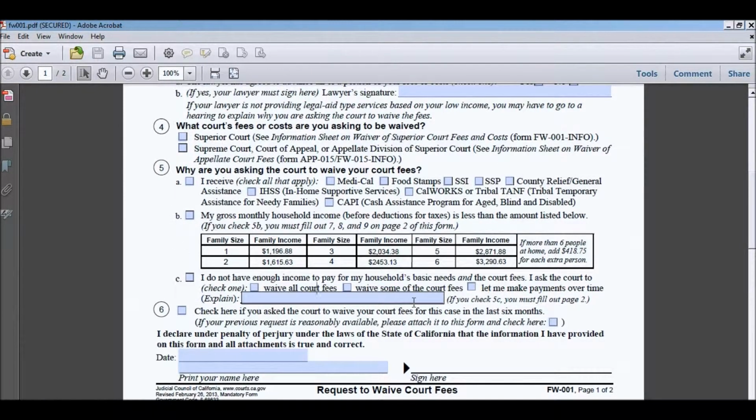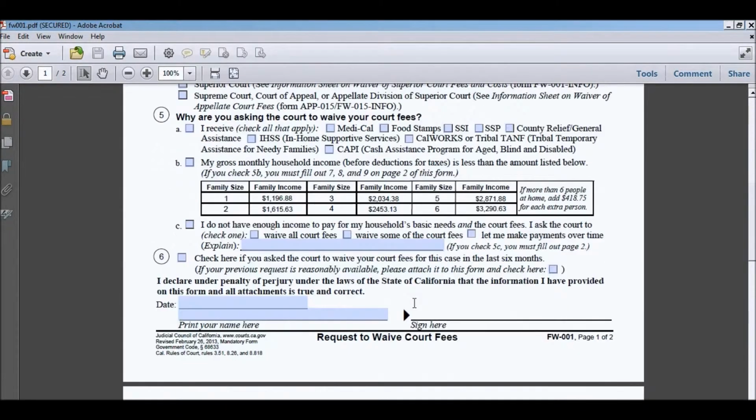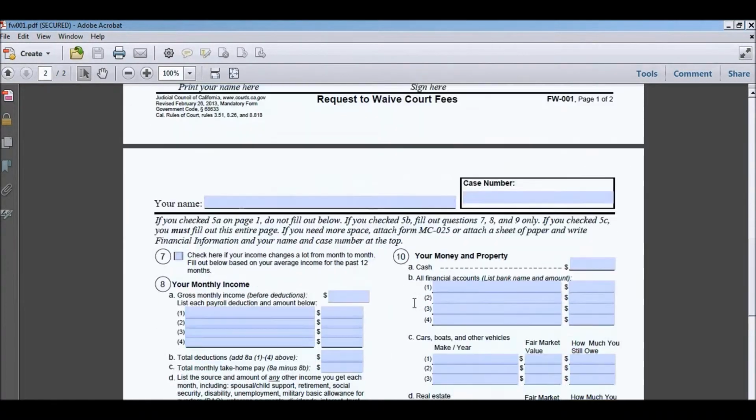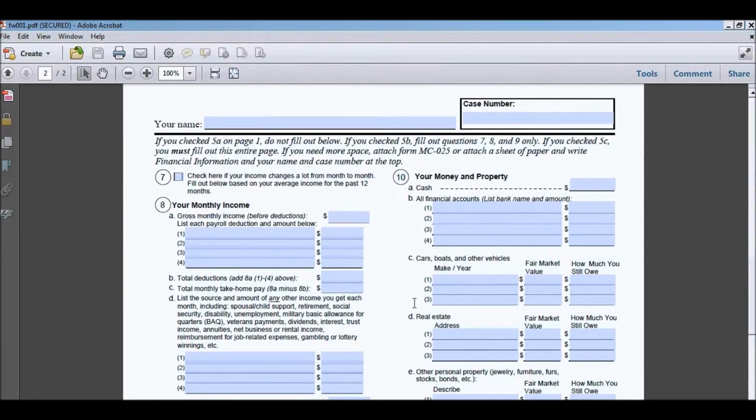So that said, let's go on to the next section of the video where I go over how to fill in this second page right here. Okay, talk to you in a second.